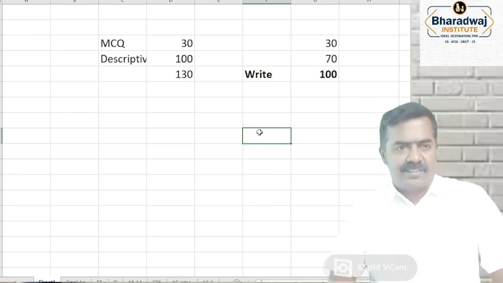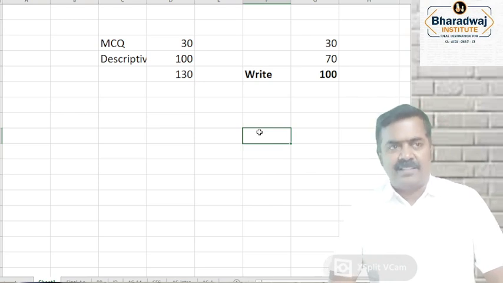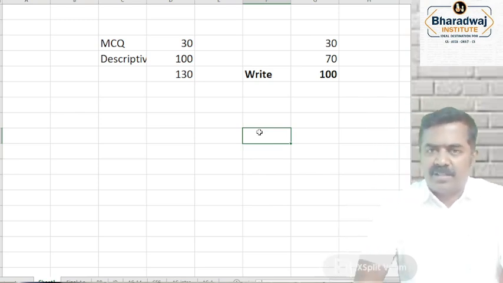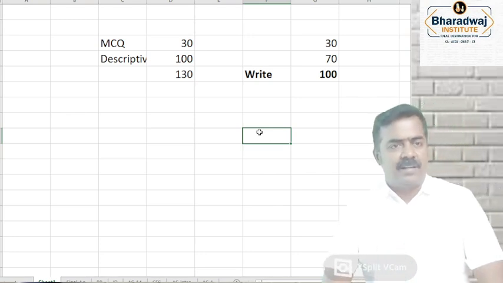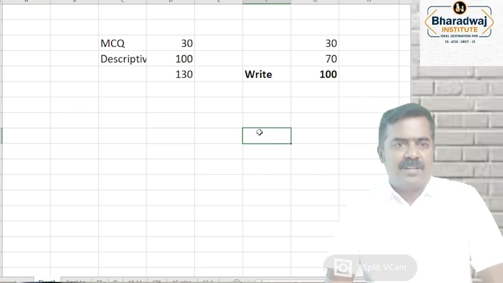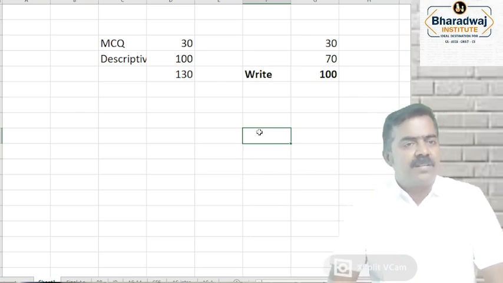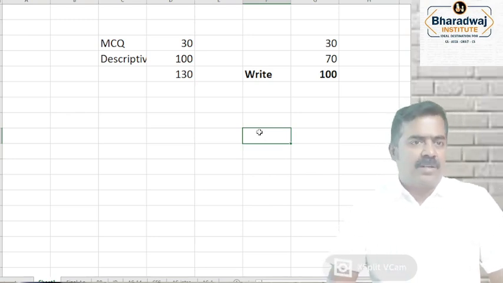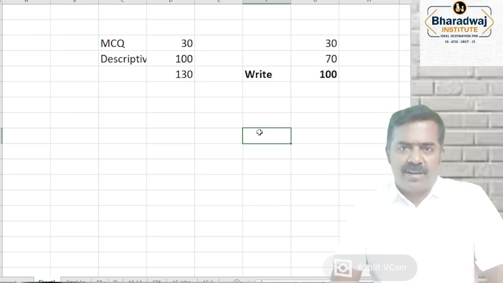Suppose if ICAI makes any change, they will inform you well in advance, at least 2-3 months before the exam. But this is the general pattern. You will have multiple choice questions as well as descriptive questions. Multiple choice questions will be like work out and solve. You will be having some work out and solve, and conceptual questions you have to answer.